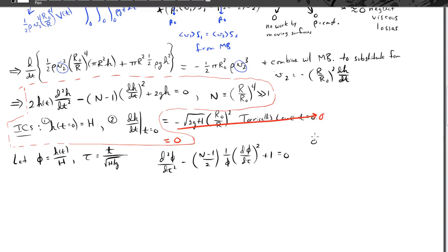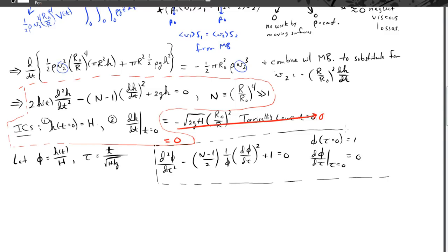And we have phi when tau is equal to 0 is equal to 1, and d phi/d tau when tau is equal to 0 is equal to 0. So that's just the equation in dimensionless form. We see the solution depends only on the parameter n, which is the fourth power of r over r naught.